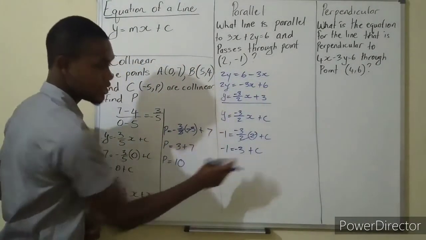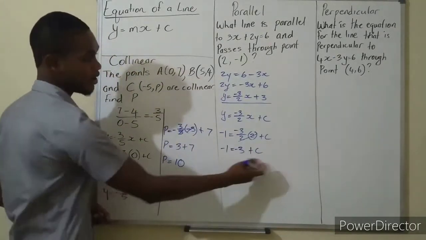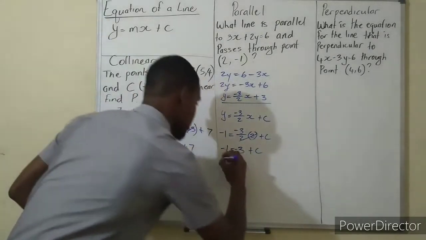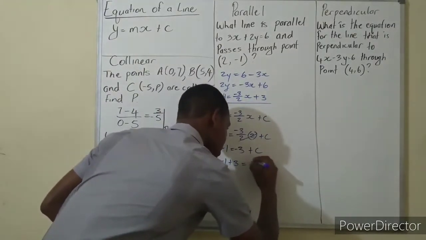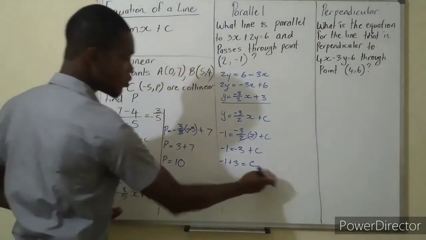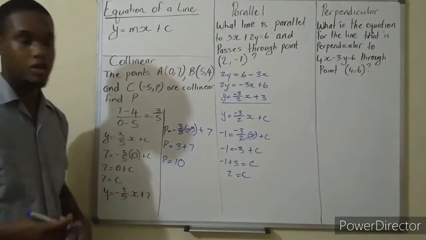Now you're trying to get c by itself. So get rid of the 3 by bringing it to the other side, or adding 3 to both sides. So it's negative 1 plus 3 equals c. Now you have c equals 2, since negative 1 plus 3 gives you 2.